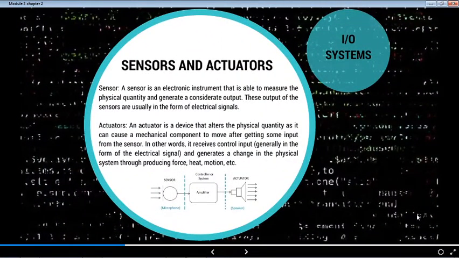What is a sensor? A sensor is an electronic instrument that is able to measure a physical quantity and generate a considerable output. The output of a sensor is usually in the form of electrical signals.